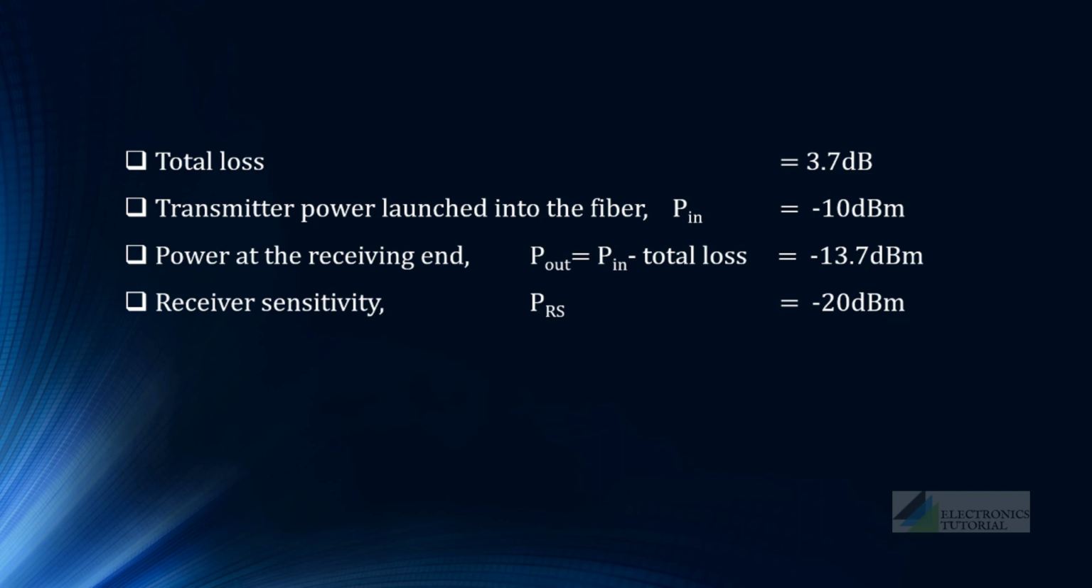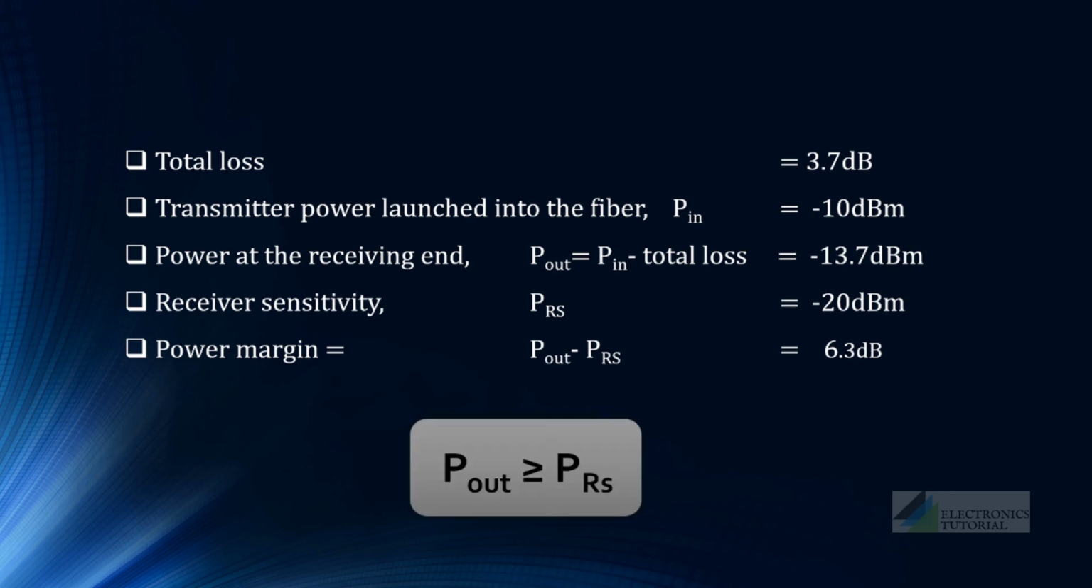From these values, we can obtain the power margin. That is calculated as the difference between P out and PRS, and here it is obtained as 6.3 decibels. We can do this in calculation method, or we can even directly obtain it from the graph. And before installing a link, we must assure one thing: the output power should be greater than or equal to receiver sensitivity.